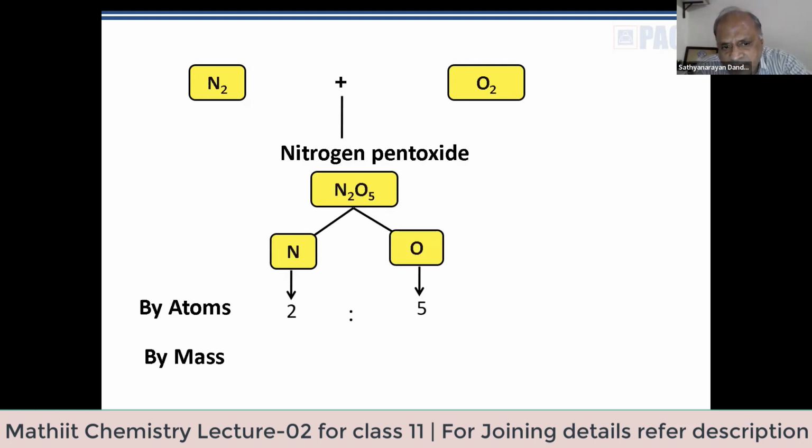N2O5: 2:5 by atoms. By mass, 28:80, that is 7:20 by mass.